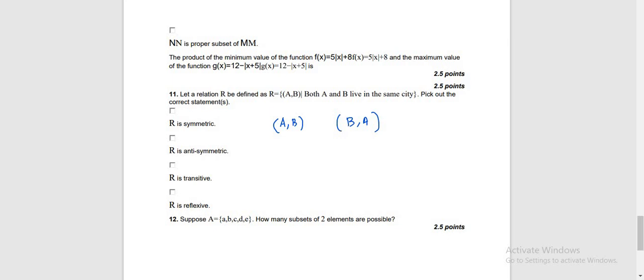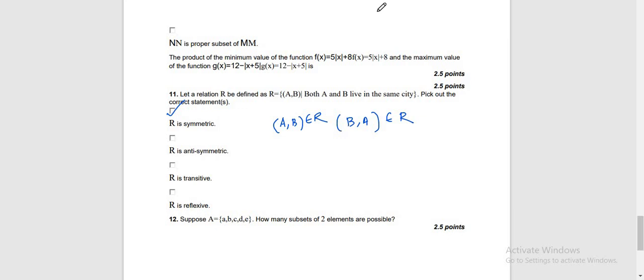Definitely, if you and your friend live in the same city, your friend and you will also be living in the same city. Hence, if (A, B) is an element of R, definitely (B, A) will also be an element of R. From this you can conclude that this relation is going to be symmetric. So the first option is correct. Let's go to the second option.